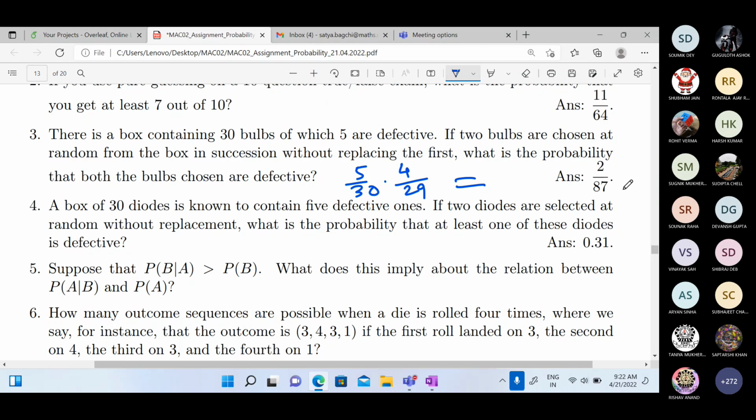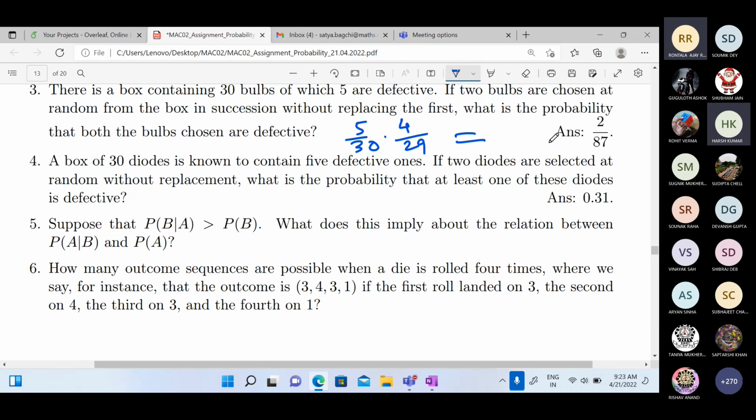Okay, good, very good. And now try to do number 4. Sir, yes, sir: 25C1 into 5C1 by 30C2, plus 5C2 by 30C2. Just one minute.